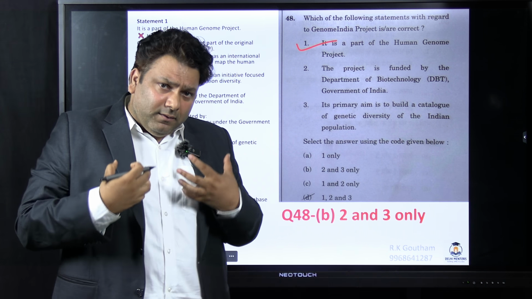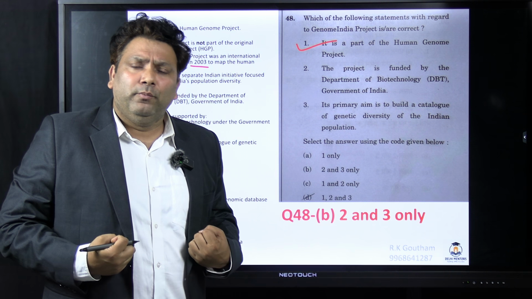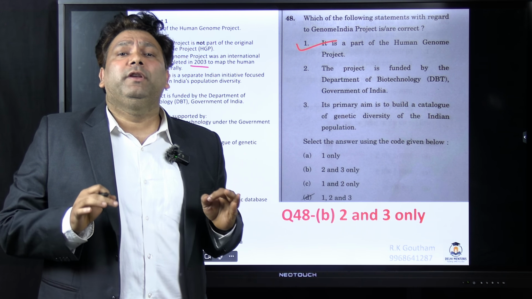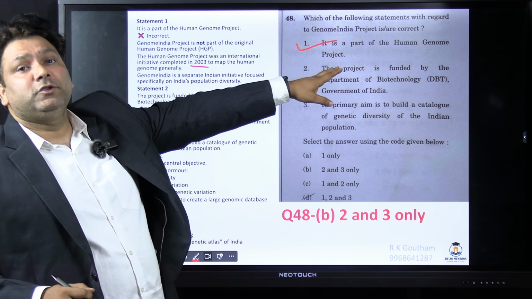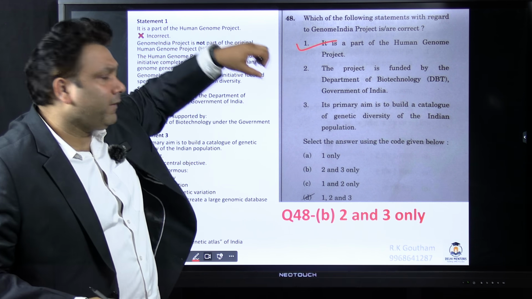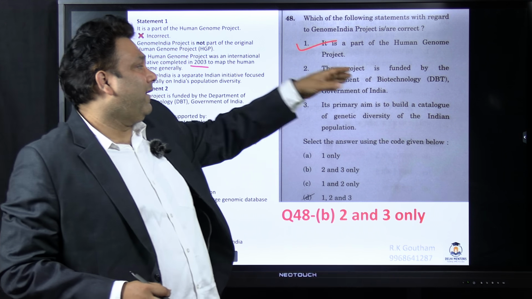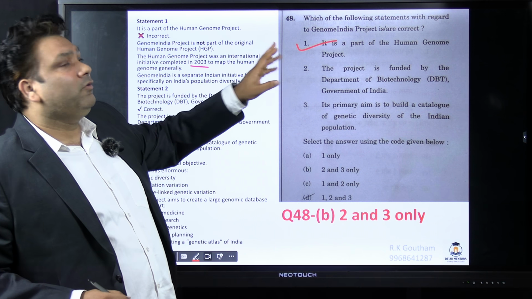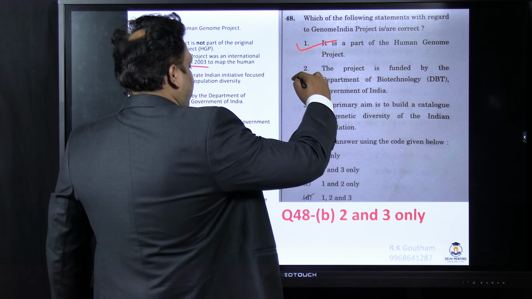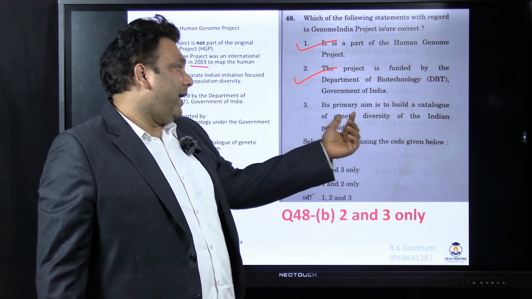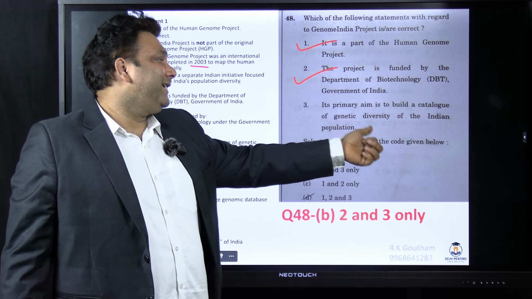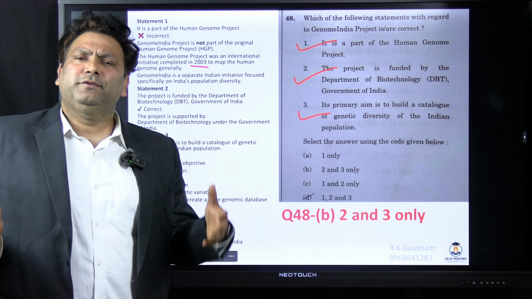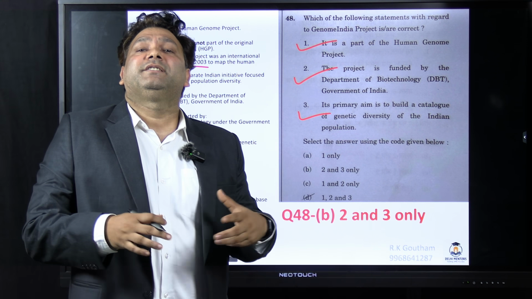मतलब जितना भी human में जितने भी genomes हैं, जितने भी genes हैं, उन सबको पढ़ना, उन सबको sequencing करना, that is the Human Genome Project. And inspired from that and funded by Department of Biotechnology, we have come up with the Genome India project. So this statement is a right statement. It primarily aims to build a catalog of genetic diversity of India's population. Yes, this is also a right statement because it wants to identify what different kind of genes are there.